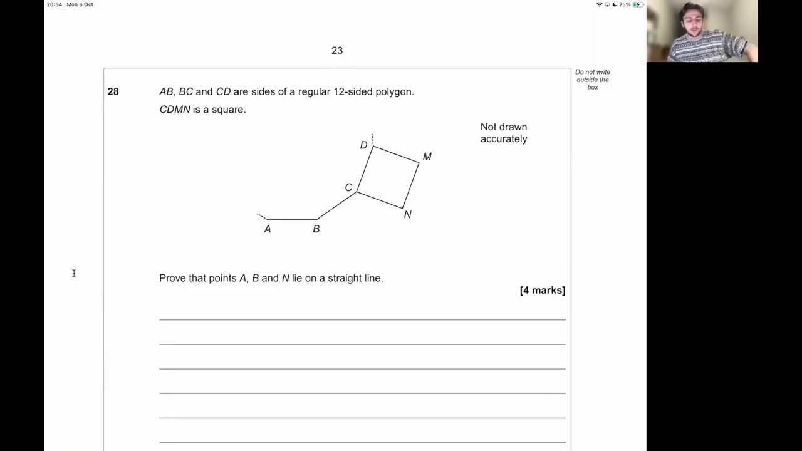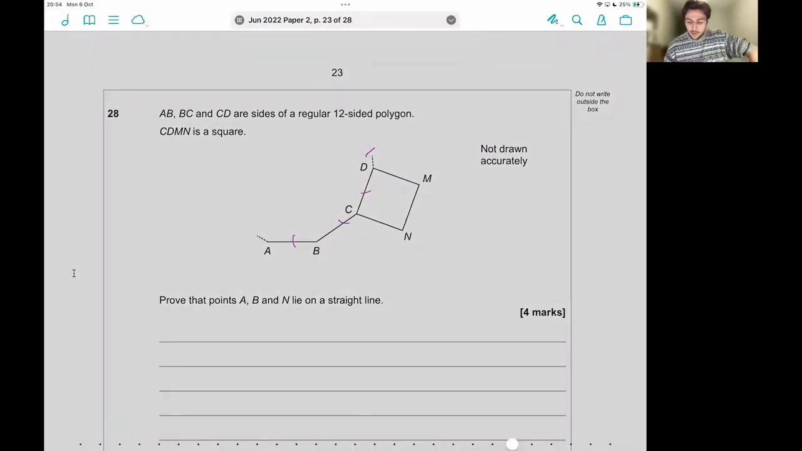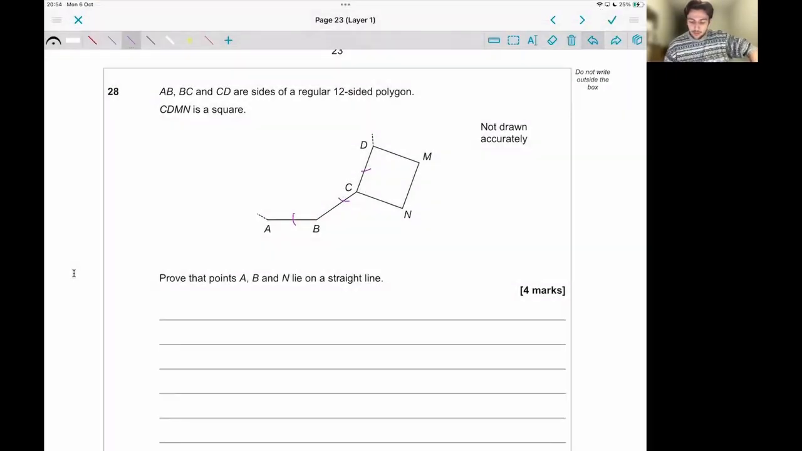So, question 28. AB, BC, and CD are sides of a regular 12-sided polygon. So here we've got a 12-sided polygon. And then we're attaching that to CDMN, which is a square. So crucially, they have a shared side CD. So since these are all the same length, these will all be the same length as well, because it's a square and a regular shape. So let's remember that for later.